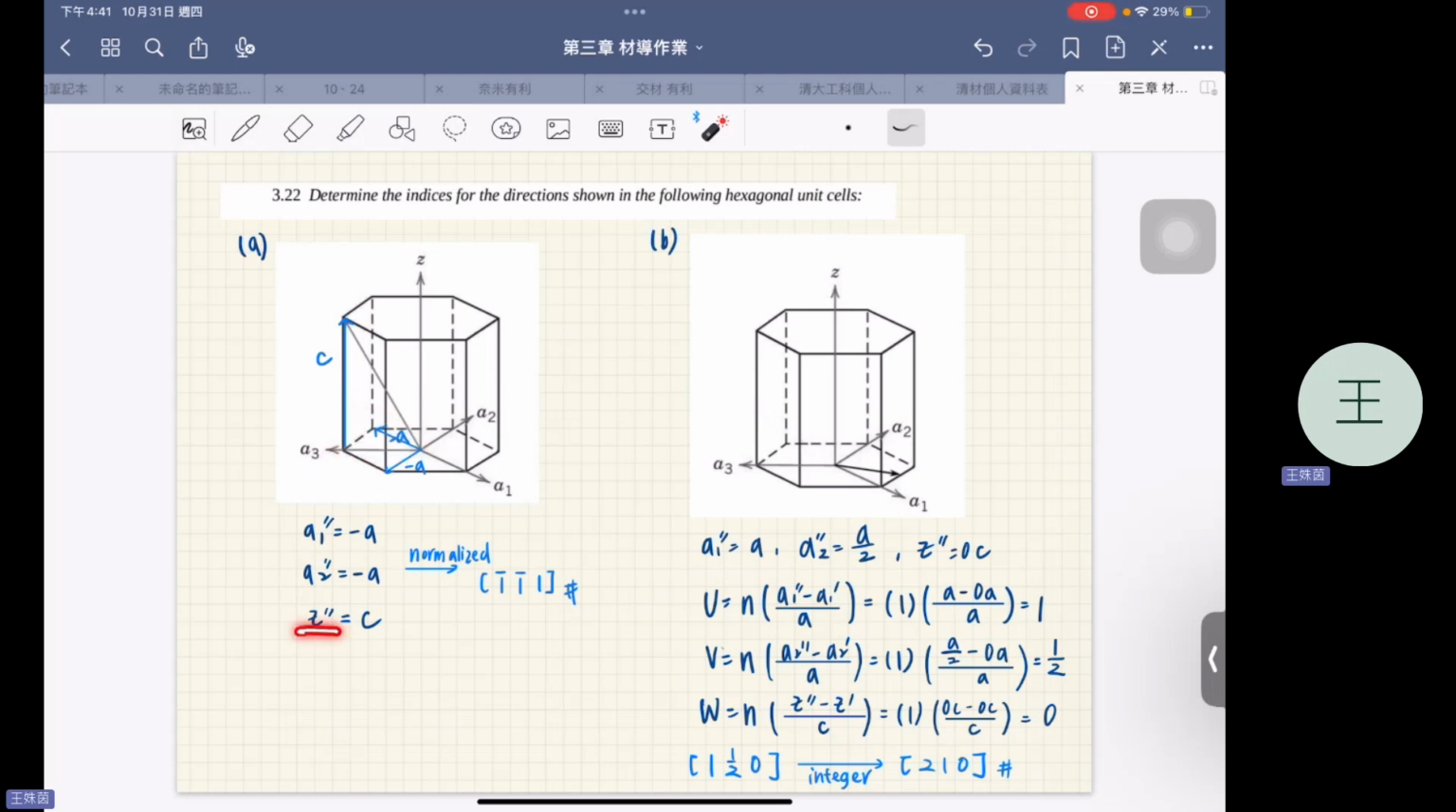Okay, and for Z, it will be C. So if we normalize by A and C, you can know there's minus 1, and 1. So this is the direction. And for B, we will use a more complex way, but this will make you know the whole concept of how it works in hexagonal system.